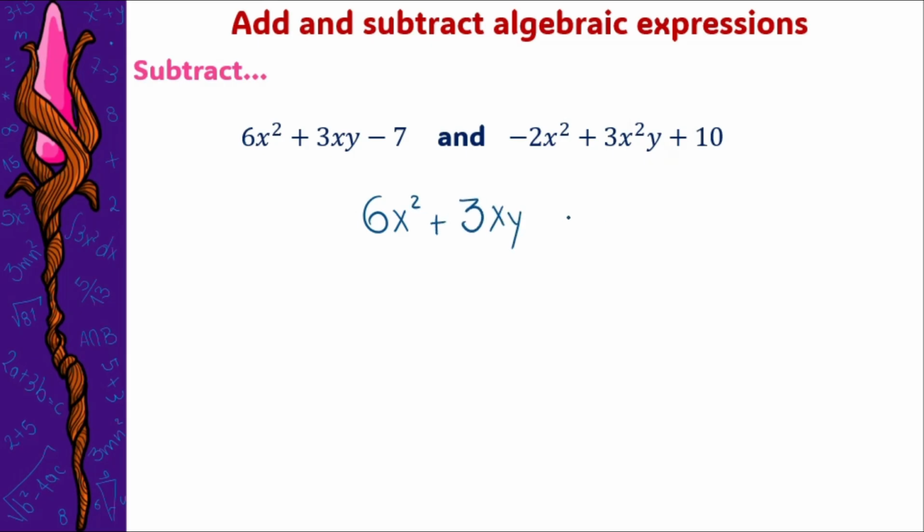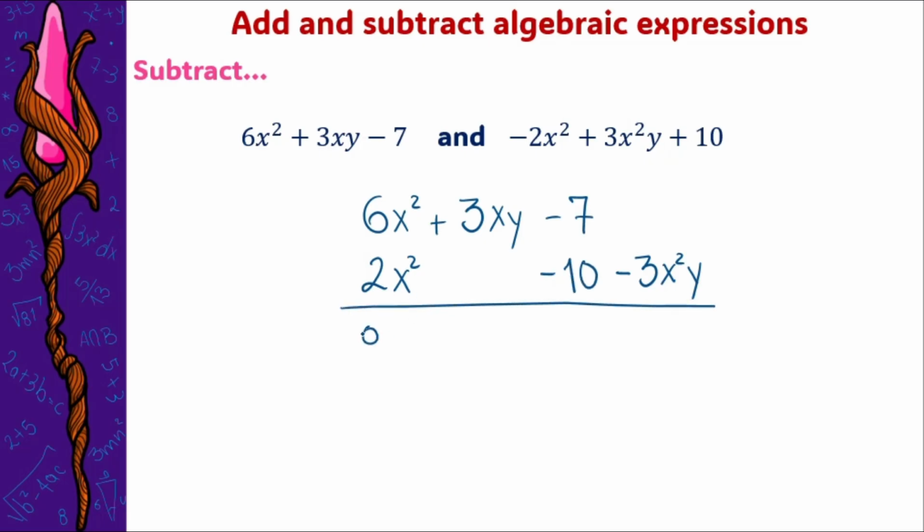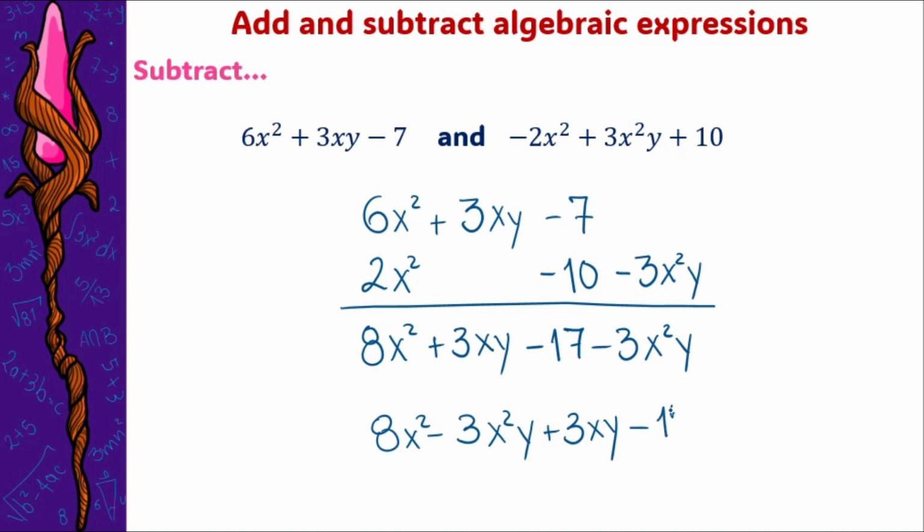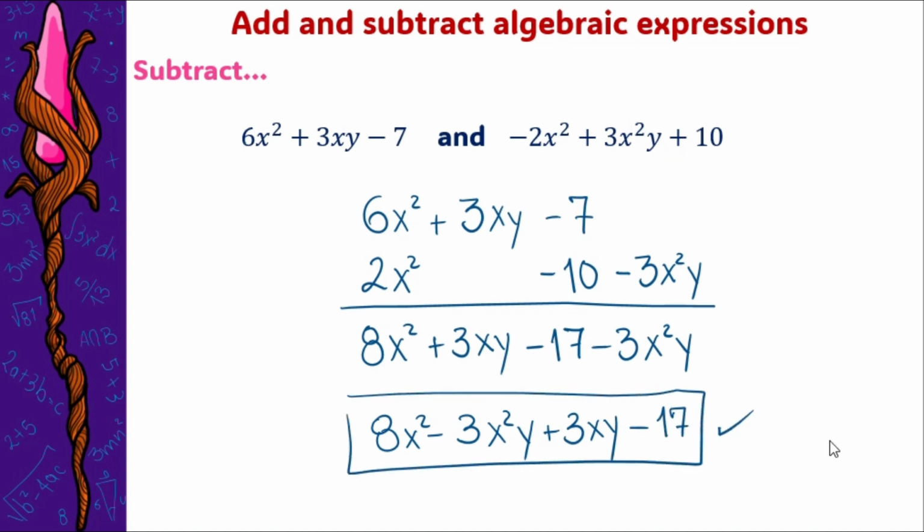If you want to do it in the vertical way, it's also possible. You just need to be very careful and change the symbol of every single term in the expression that you are going to subtract. So in this one it wouldn't be minus 2 but positive 2, 2x squared. This one we also change the symbol, minus 3x squared y. And this one wouldn't be plus but minus 10. And then we add all together. 8x squared plus 3xy minus 17 minus 3x squared y. And then we just organize. And that's the answer. And that's it, guys.